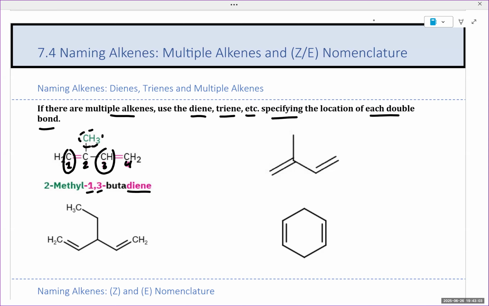Here's another way to look at it. Here's the bond line depiction. As you can see, we have the methyl group at carbon 2. The double bonds start at carbons 1 and 3. This would be 2-methyl-1,3-butadiene.